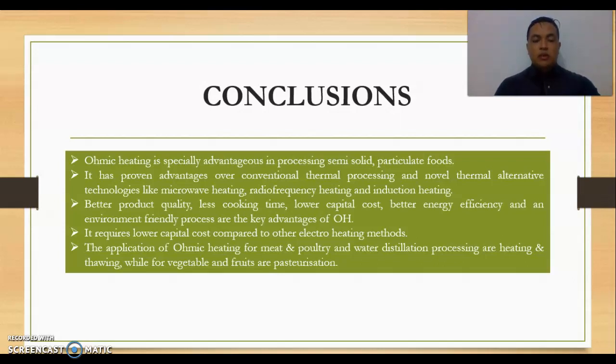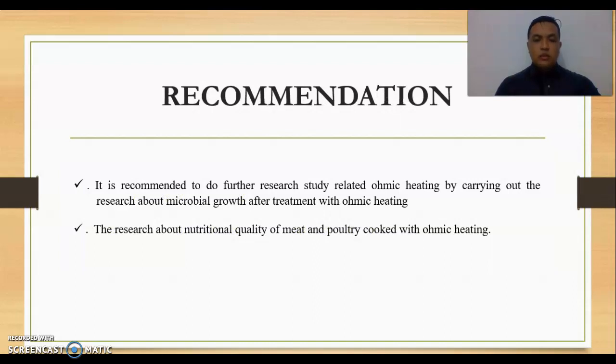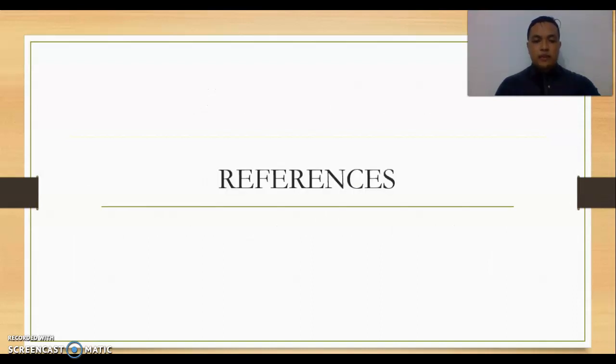So the application of ohmic heating for meat and poultry and water distillation process is heating and thawing, while for vegetables and fruits it is pasteurization. So the recommendation is to do further research on ohmic heating by carrying out research about microbial growth after treatment with ohmic heating.